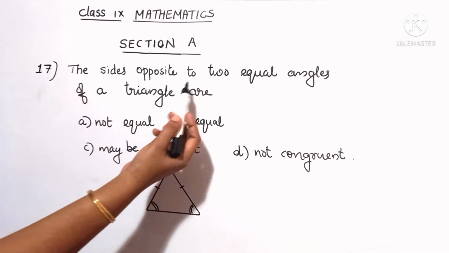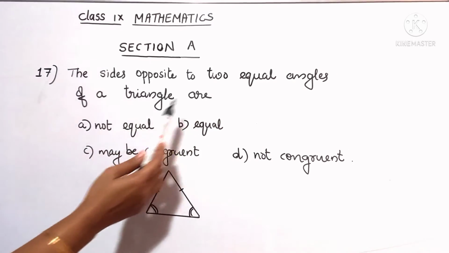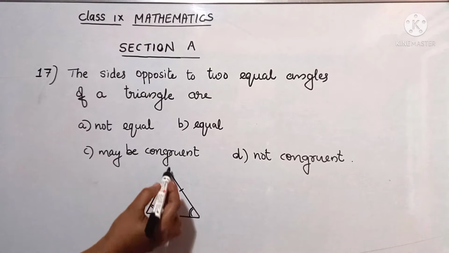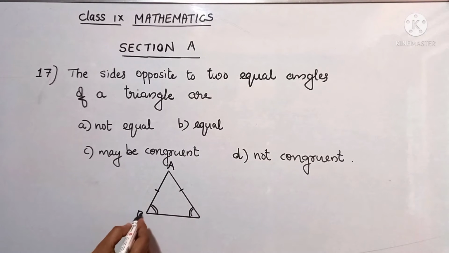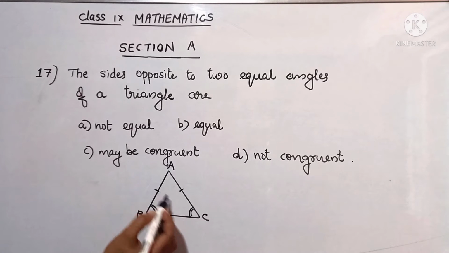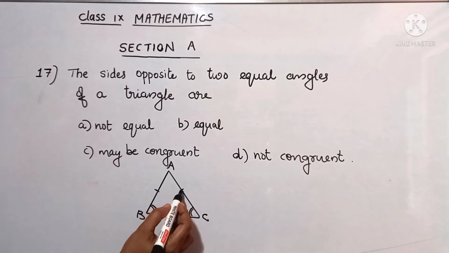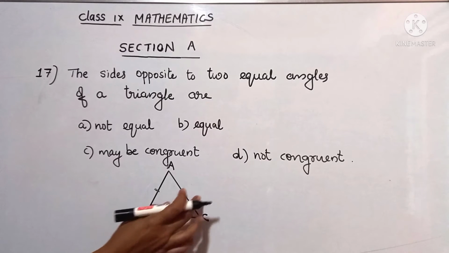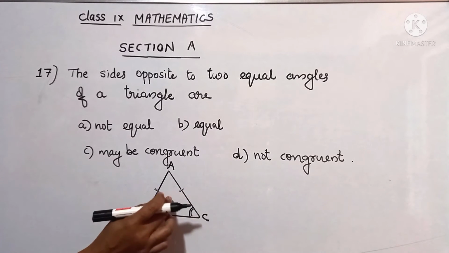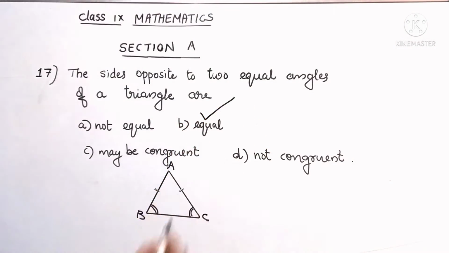17th question. The sides opposite to two equal angles of a triangle are not equal, equal, may be congruent, or not congruent. We can draw a triangle and name it ABC. Here you can see the two equal angles I have marked. The side opposite to angle B is AC, and the side opposite to angle C is AB. We know that in an isosceles triangle the base angles are equal, and this is an isosceles triangle, so the answer is equal.